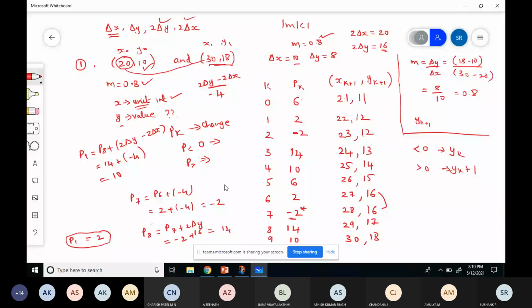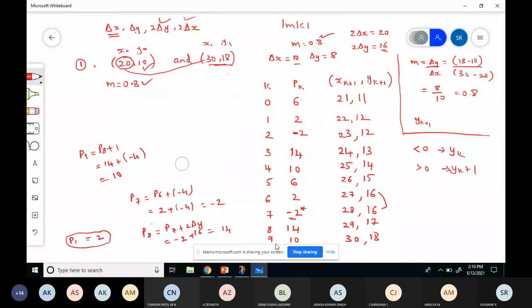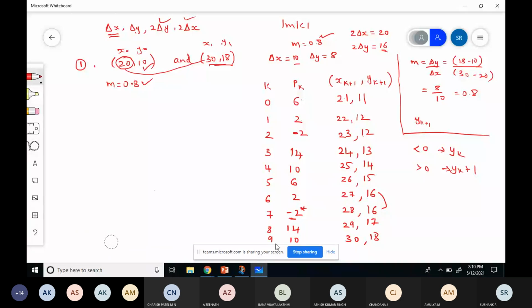So at this point you are stopping because you have executed delta x minus 1 times. That means 1 2 3 4 5 6 7 8 9 times. Any doubt here? Whether you understood this calculation? See, it depends on the pk value, that's all. Based on the pk value, the pixel position for y will be decided, whether it is the same position or the next position, plus one position. Any doubt? Yes or no? Understood, not understood, confusion, not able to follow this?